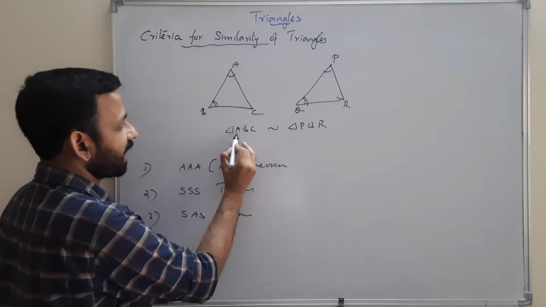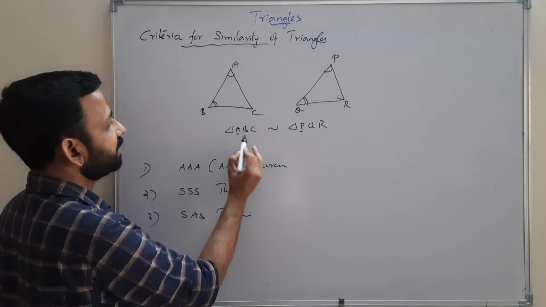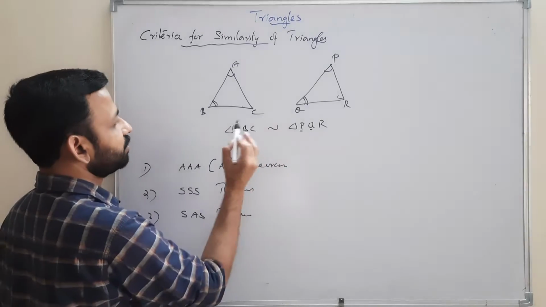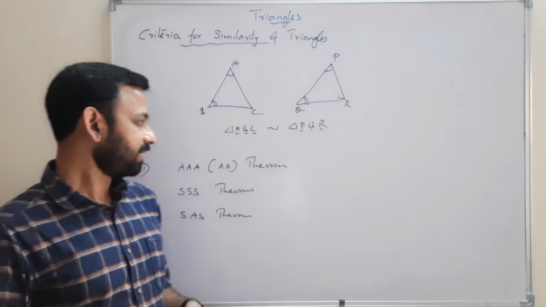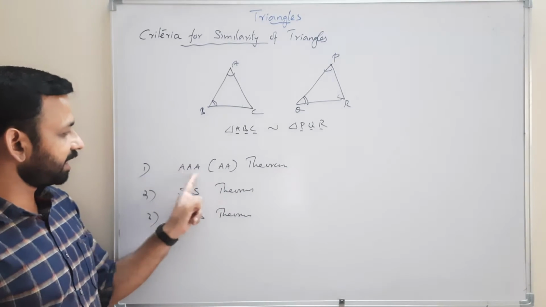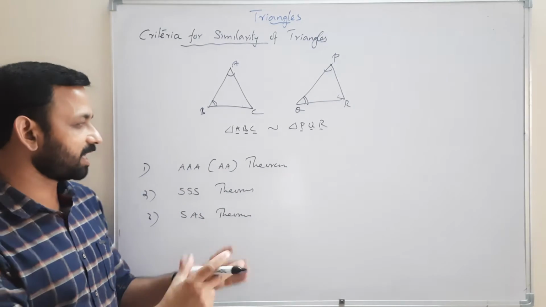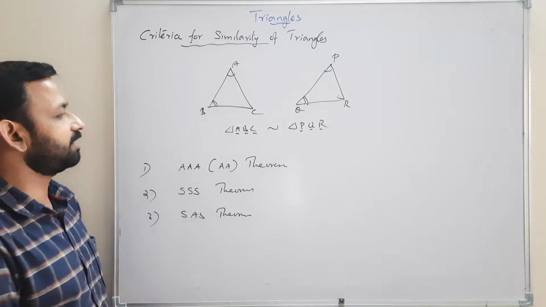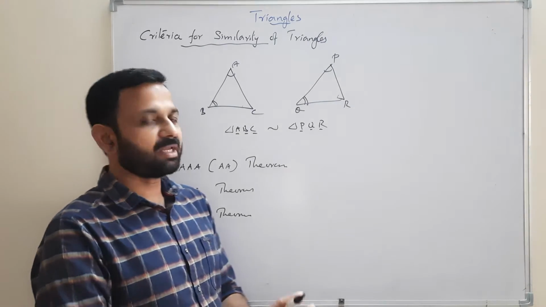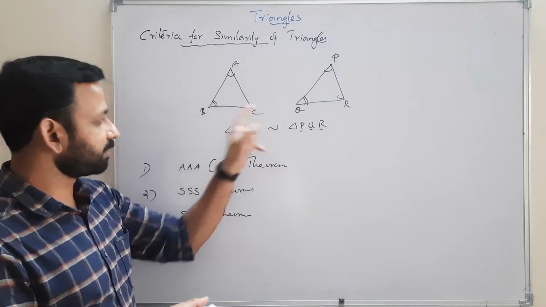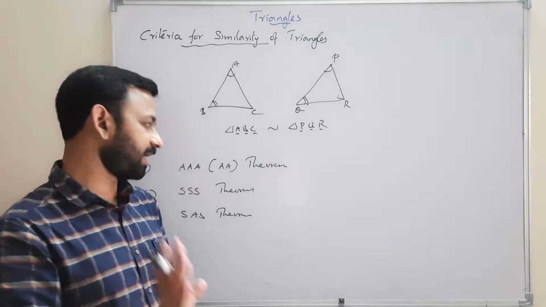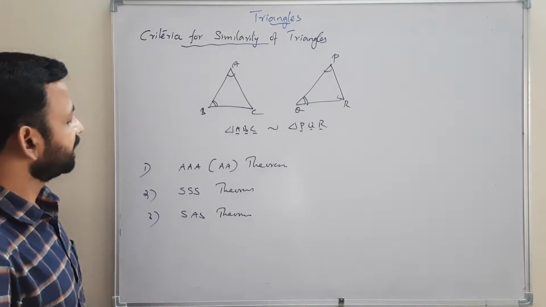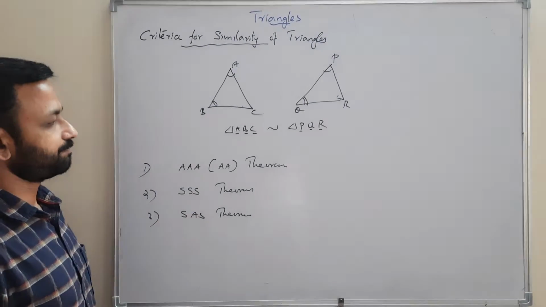So here corresponding angles are equal. Angle A equals angle P, angle B equals angle Q, and angle C equals angle R. That is the AA similarity theorem or AAA similarity theorem. If two angles are equal, then automatically the third angle will be equal, then all three sides will be in the same ratio. So we can say that the two triangles are similar. That is the AA criterion. The next one is the SSS theorem.